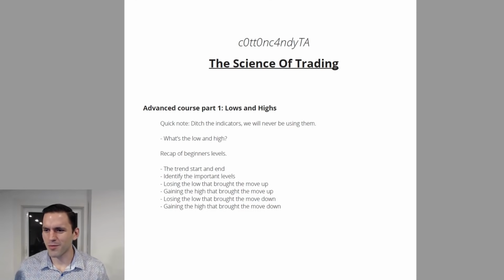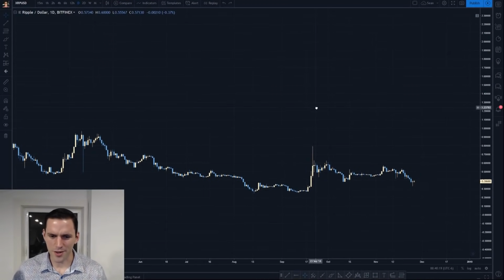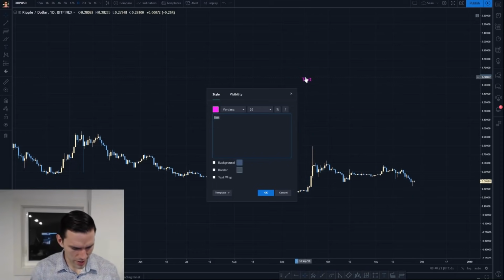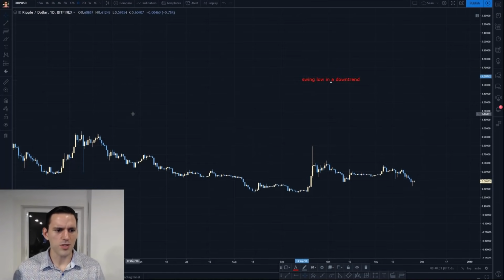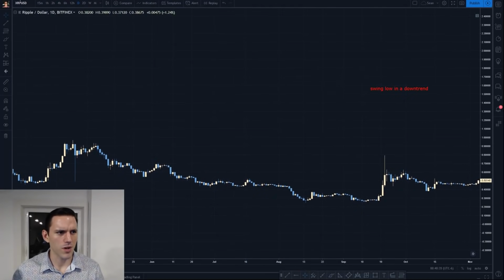So the first thing we're going to talk about is identifying the swing lows in a downtrend. Okay, so we are going to identify swing lows as red, and we are going to say swing low in a downtrend. Okay, and we are going to color these red. And we're going to use different colors for each level here.